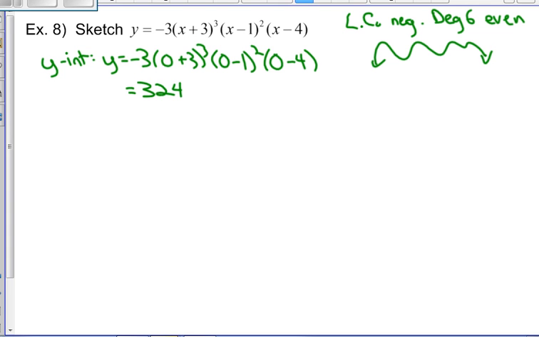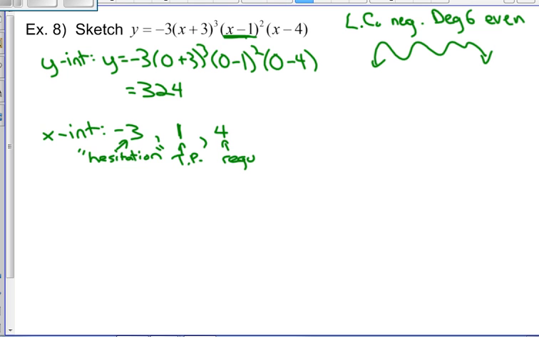Now, let's see our x-intercepts. We have one at -3, and it's an odd power. So that is a hesitation, or a change in concavity. Okay, so hesitation is not a real term for it, but it's a good way to remember it. We have one at 1. That's got an even power, so it's a turning point. And we have one at 4 that is just regular.